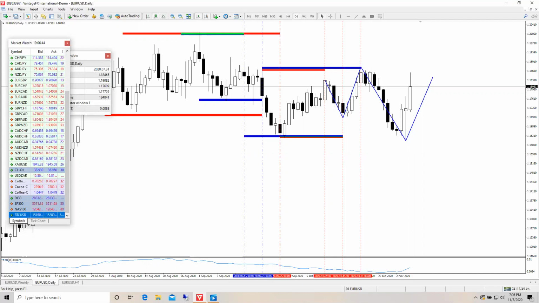So probably one of the points where you're least likely to take a trade would be in the middle of a range.